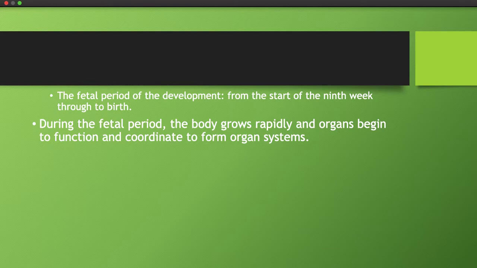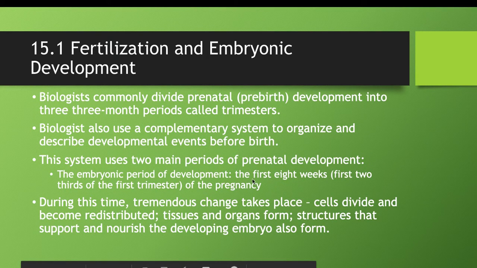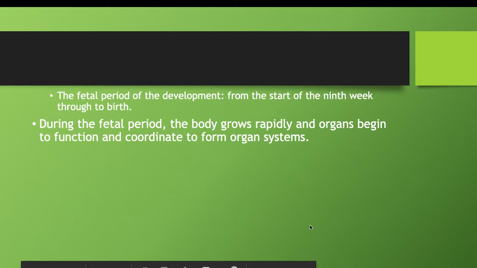But during this fetal period, this is when the body grows rapidly and organs begin to function and coordinate. So in the very first 8 weeks, you're going to basically be focusing on going from a cell to an embryo, and then from 9 weeks to birth, that's when all of our organs start to be created, as well as start to form and move to the right parts of the body.